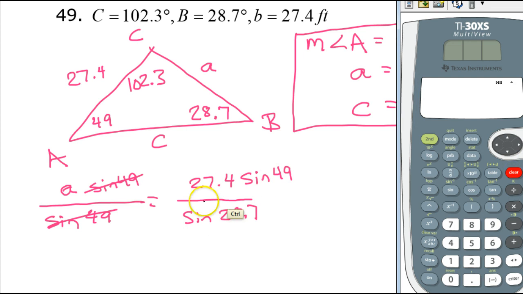So A is just equal to all this, so I can just put that in my calculator. 27.4 times sine of 49, over the sine of 28.7. So 43.061.